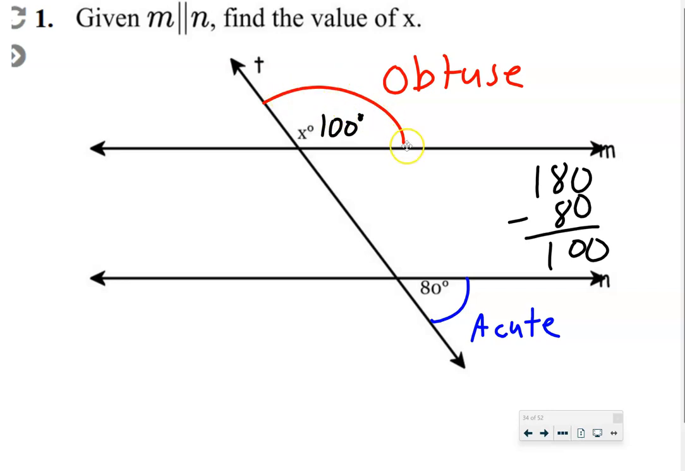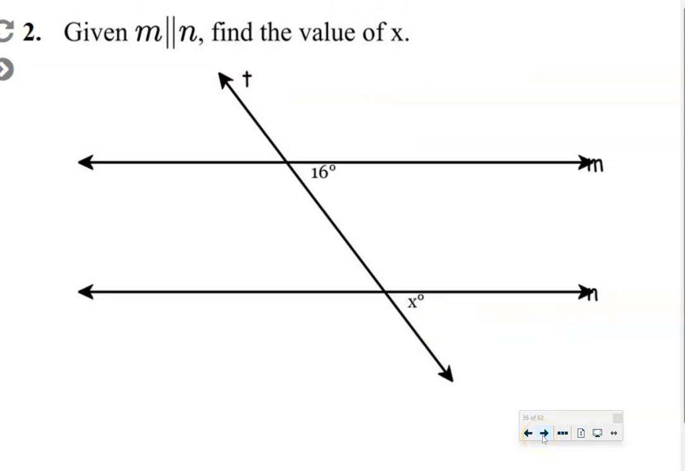So you got one obtuse and one acute. You're just going to take the 180 and subtract 80 from it, and you get 100. So x is equal to 100. Okay. Let's look through a few more of these. What do you think this one will be? How much is angle x? Angle x is 16. They're both acute, so they both equal.